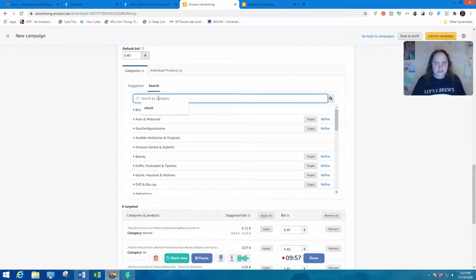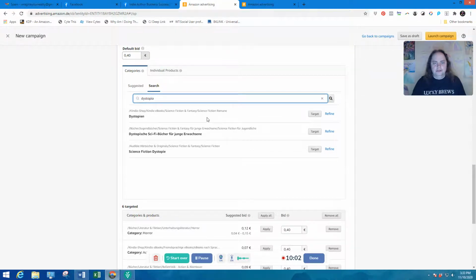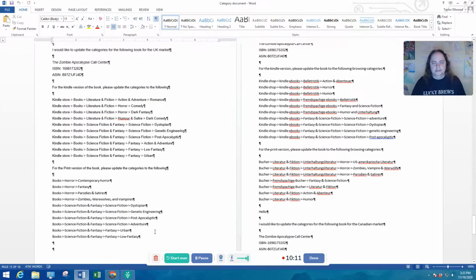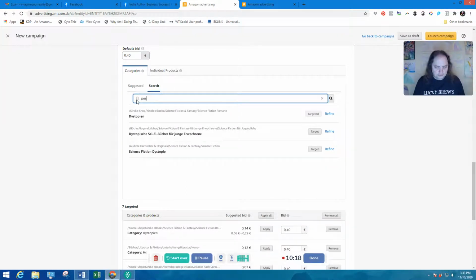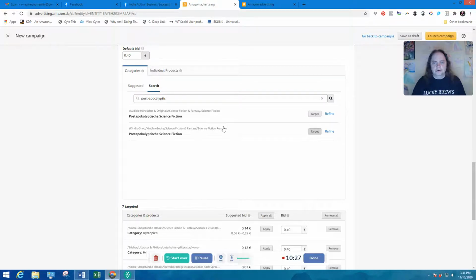And this is why, incidentally, you want to have this kind of awareness of the categories. This just becomes a lot easier in terms of finding stuff. Let's do post-apocalyptic, because then when you're creating a category ad, it becomes a lot easier to actually find what you're looking for in terms of those actual categories.